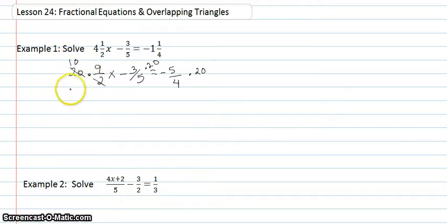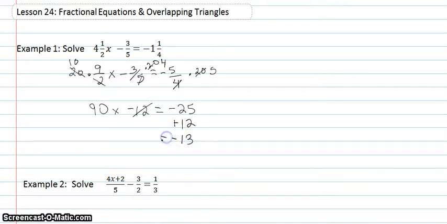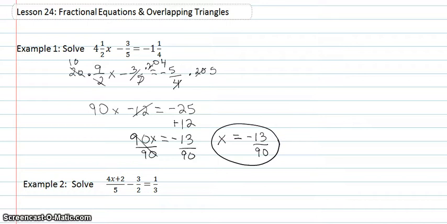So I can cancel or reduce this so that that's just a 10, so it's going to be 90x, and then here I can say that would be a 4, because 20 divided by 5 is 4, so negative 3 times 4 is a negative 12, and then here I can reduce 20 divided by 4 is 5, so negative 5 times 5 is a negative 25, and now this is a much simpler equation to solve. I'm going to take and add the 12 to move it to the other side, so that's a negative 13. And then I just need to divide both sides by 90. So x equals negative 13 over 90. And that's the answer for our first example.